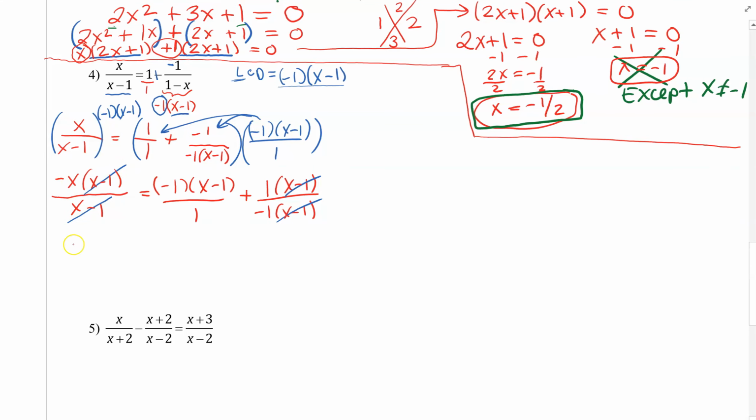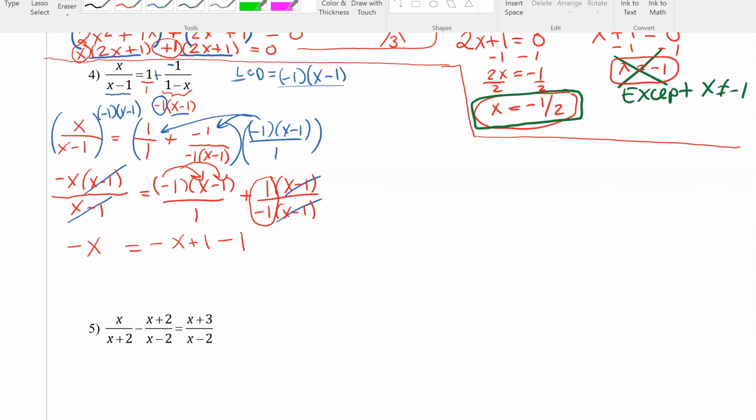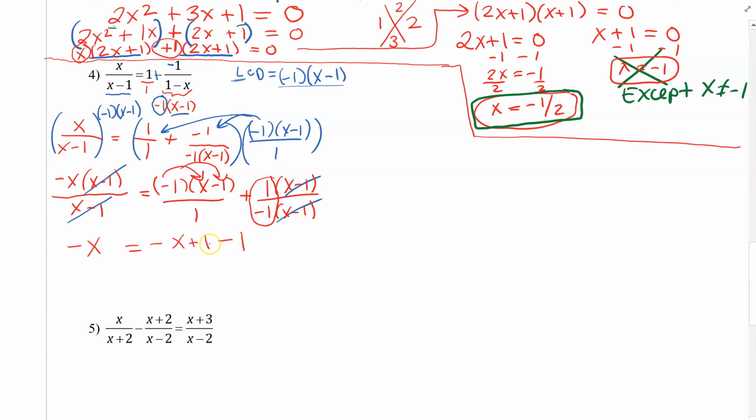And on the left, I just have negative x. So nice. Can't get simpler than just negative x. I'll distribute the negative 1 on the right here, so I get negative x plus 1. And then I just have 1 divided by negative 1, which is negative 1. So the 1 minus 1 equals 0, right? So that just cancels out to equal 0. And then I'm left with negative x equals negative x.